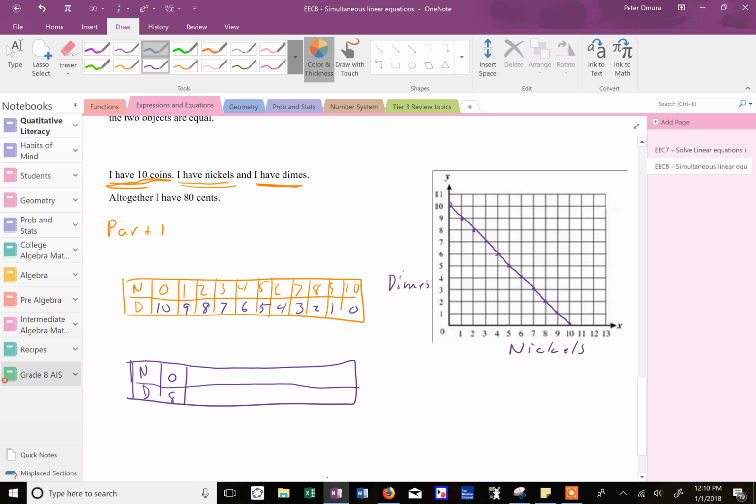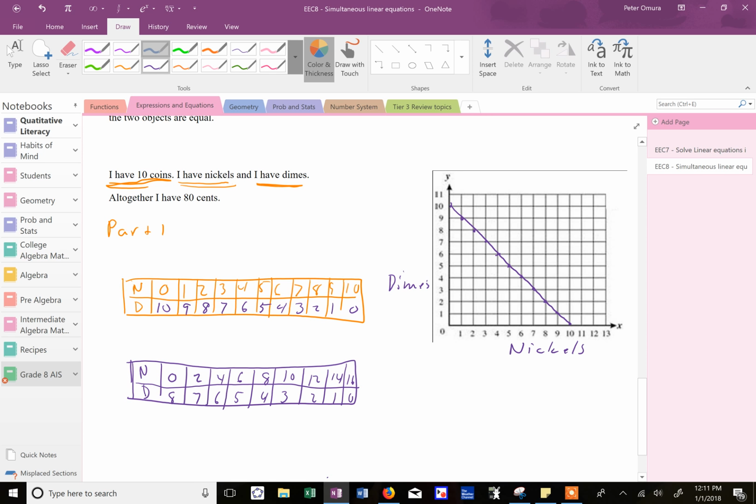If I had 1 nickel, that's 5 cents. I can't actually get to 80 cents using dimes, so I can't have 1 nickel. I could have 2 nickels, which would be 10 cents, in which case I'd have to have 7 dimes. 4 nickels would give me 6. 6 nickels is 30 cents, plus 50 cents is 80 cents, so 5 dimes. 8 nickels would give me 4. 10 nickels would give me 3, that's 50 cents and 30 cents. 12 nickels would give me 2. 14 nickels would give me 1. And if I had 16 nickels, I'd have 0 dimes.